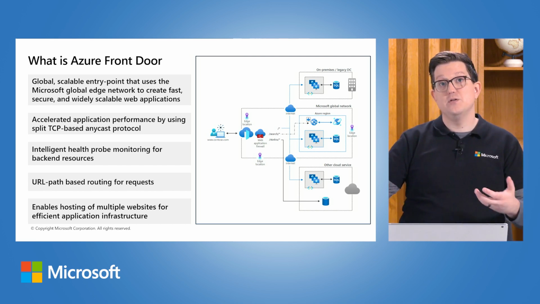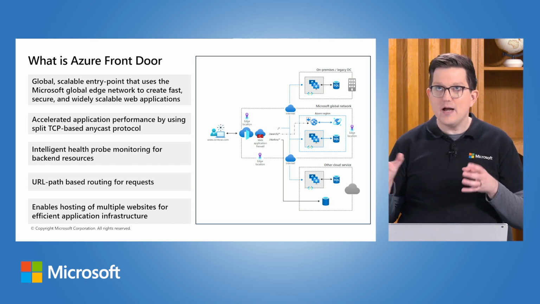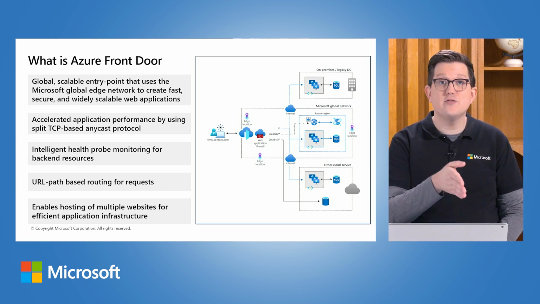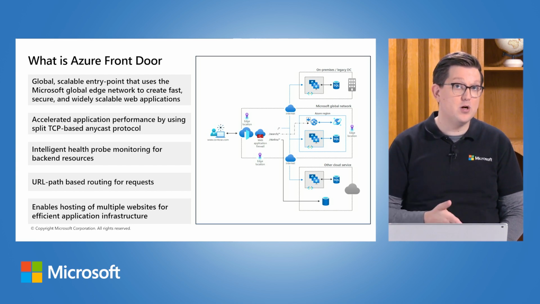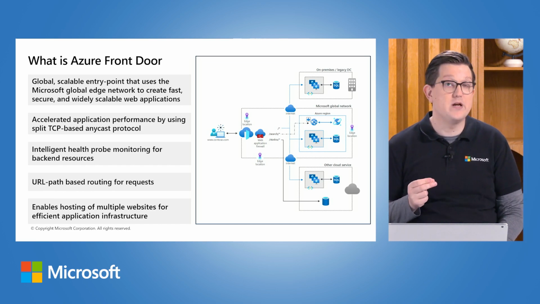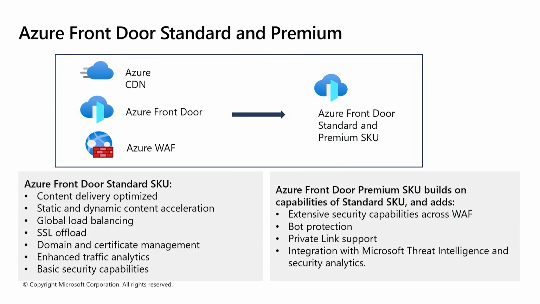Rather than waiting until a user gets directed to your region where you're hosting your web app to find out that they're in the wrong spot, we are able to do layer 7 redirection at the earliest possible point, the moment that they enter the Microsoft Secure Network. Azure Front Door in its current state is a combination of 3 products.